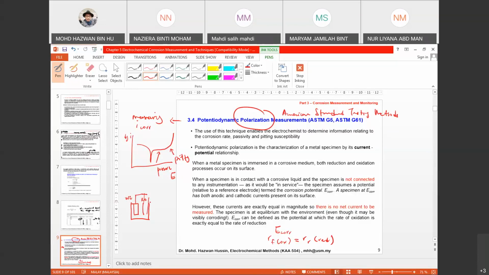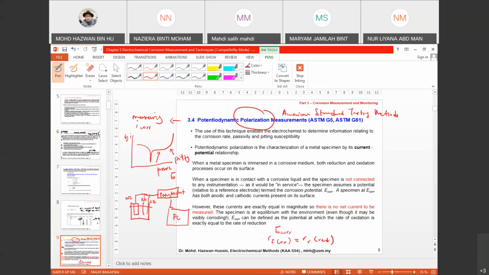Nazira, what is the function of the reference electrode? Reference electrode to measure potential. Yeah, correct. It's to measure potential. You have a potentiostat here, and then it goes to your PC.